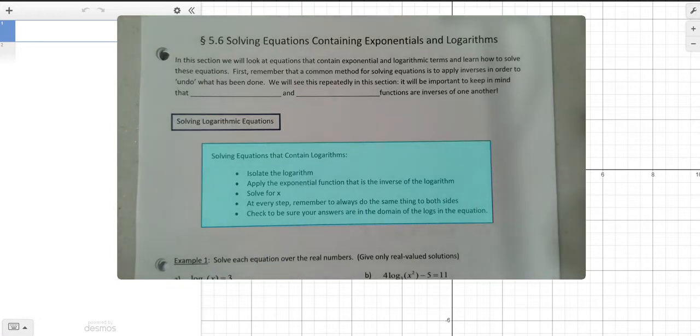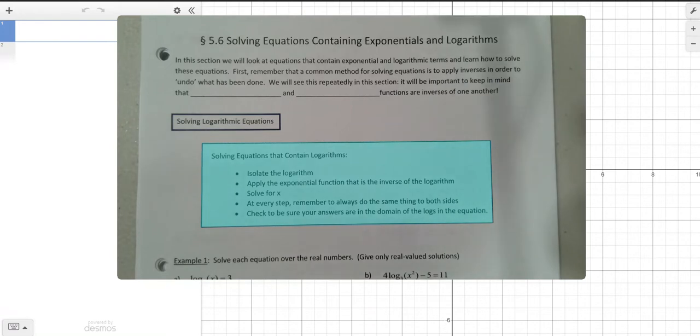Here in section 5.6, we finally have enough information that we can actually solve equations that contain exponentials, and those that contain logarithms as well. So we're going to look at equations that contain both logarithms and exponentials.